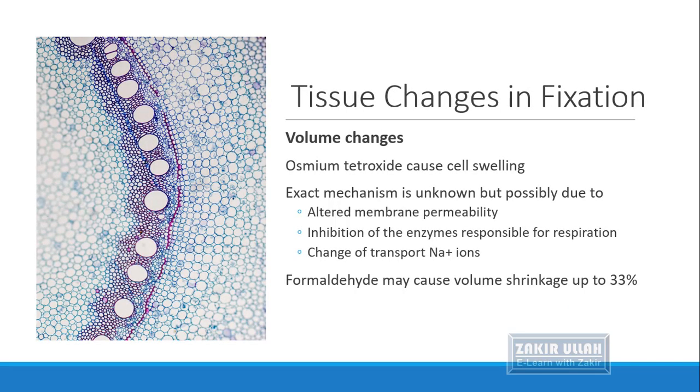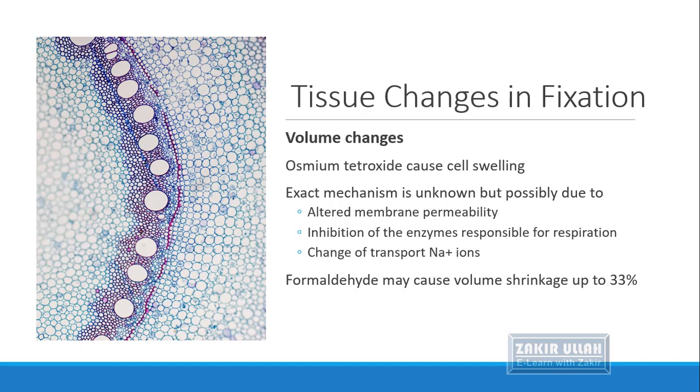What are the different changes that occur in the tissue during the process of fixation? So the first change is the volume change. Certain types of fixatives, for example osmium tetroxide, when used as a chemical fixative, can cause swelling of the cell. The exact mechanism is unknown, but this swelling may be because of membrane permeability changes, as after death certain proteins and certain components of the membrane are denatured, so the integrity of the membrane is destroyed by osmium tetroxide or by its own chemical reactions that occur after death. So this swelling may be because of the change in the membrane permeability.